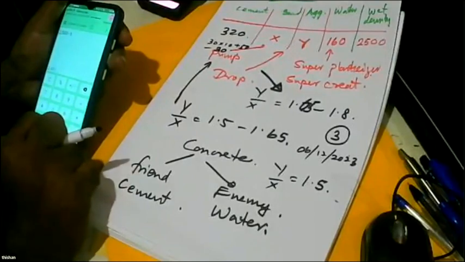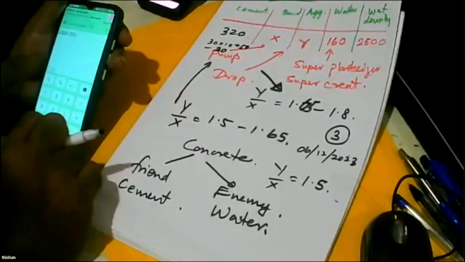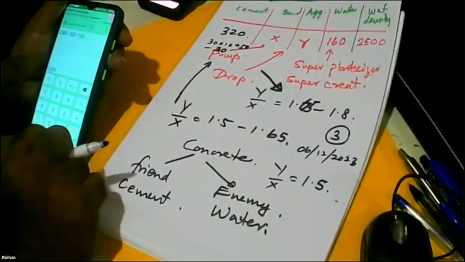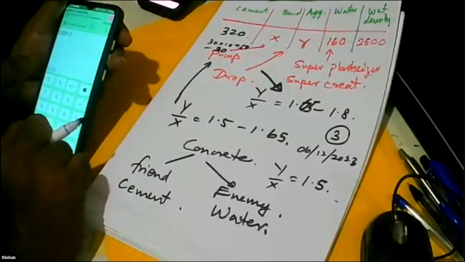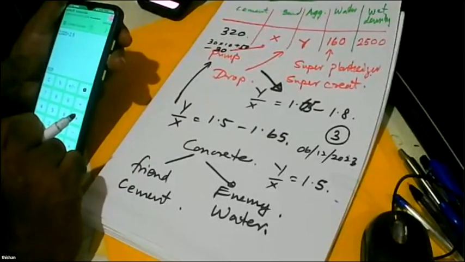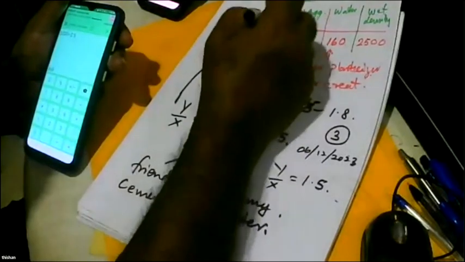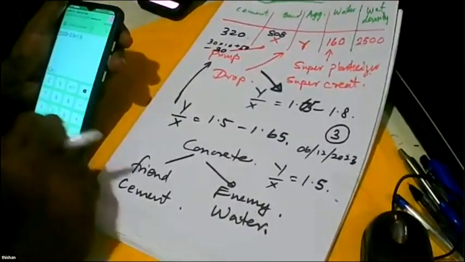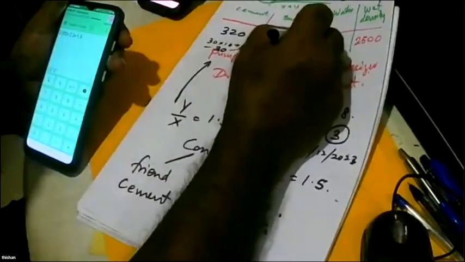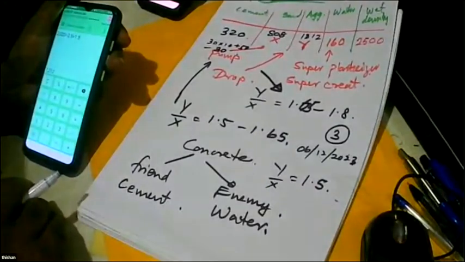2,500 minus 320 minus 160. 2020 divided by 2.5. I get 808 here. Multiplied by 1.5, I get 1212. So that is the mix.